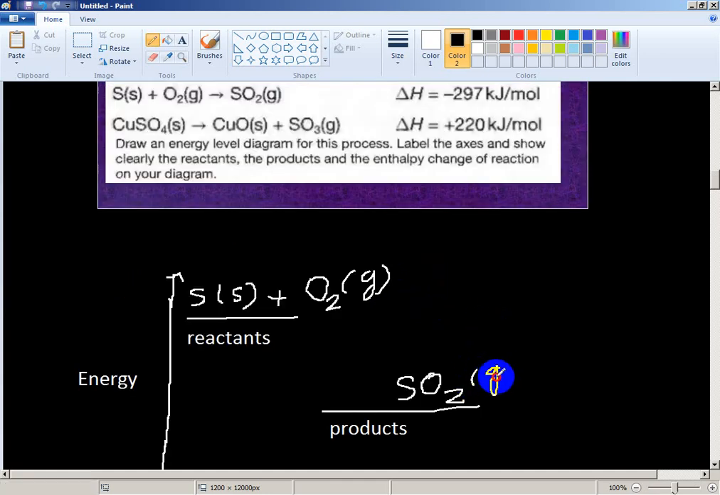Okay, you will draw an arrow from reactants to products. Reactants are at the top, so the arrow goes from reactants to products. Here delta H is minus 297 kilojoule per mole.